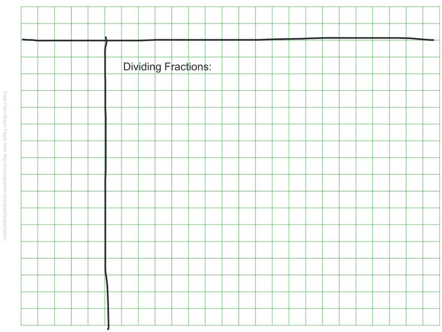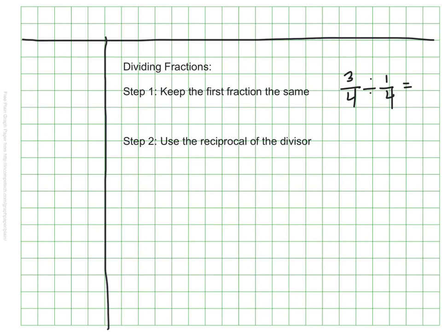The first thing we do is keep our first fraction the same. So in the number sentence 3/4 divided by 1/4, we're going to keep the 3/4 just as it is. Step 2, we're going to use the reciprocal of the divisor. So again, in our example, we had 3/4 divided by 1/4. We're now going to use the reciprocal and make it 4/1. So we have the opposite fraction, essentially.